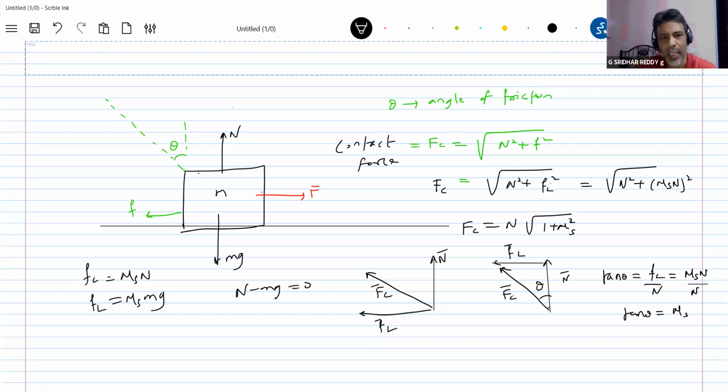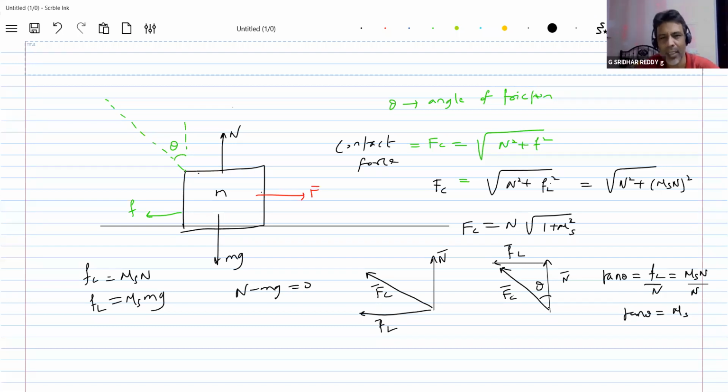If the applied force is less, if the friction acting is static friction, then the angle made by the contact force with the vertical, you should not call that the angle of friction. When the frictional force acting is equal to limiting friction, then the angle made by the contact force with the normal is called the angle of friction. So the block will shift when theta is greater than tan inverse of mu s, do you agree? Otherwise the block will not shift. Like this we can analyze.